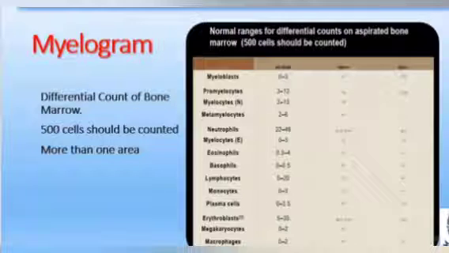The differential count of a bone marrow smear is called myelogram, and the differential count of a peripheral smear is called DLC, that is differential leukocyte count. DLC is counted in 100 cells, whereas myelogram is counted in 500 cells. These are its normal values, as we have discussed in the earlier slides. Like myeloblast 0 to 3%, promyelocyte 3 to 12%, and so on.